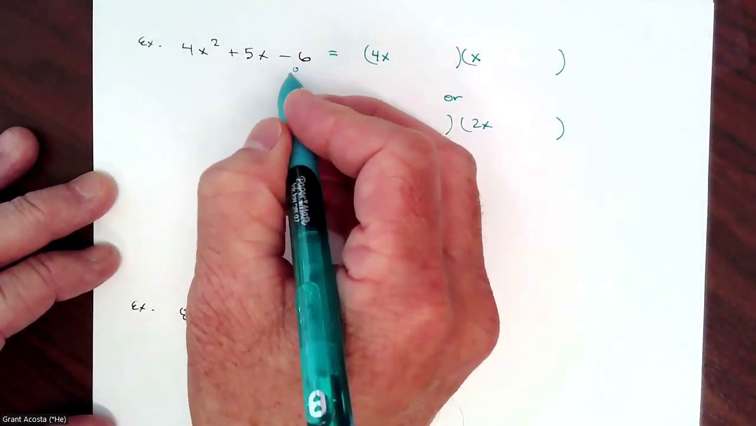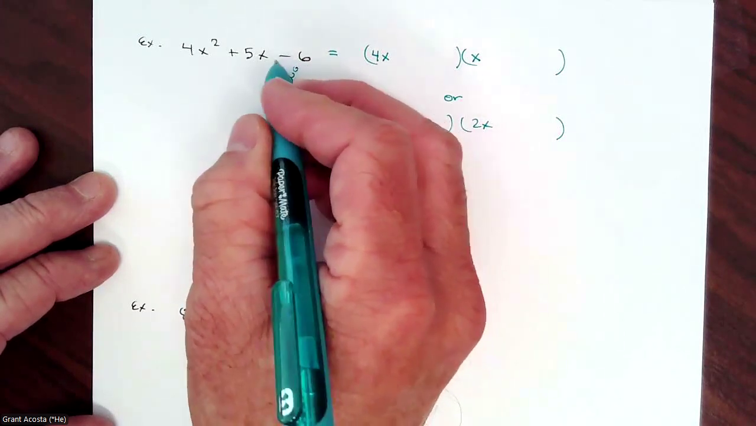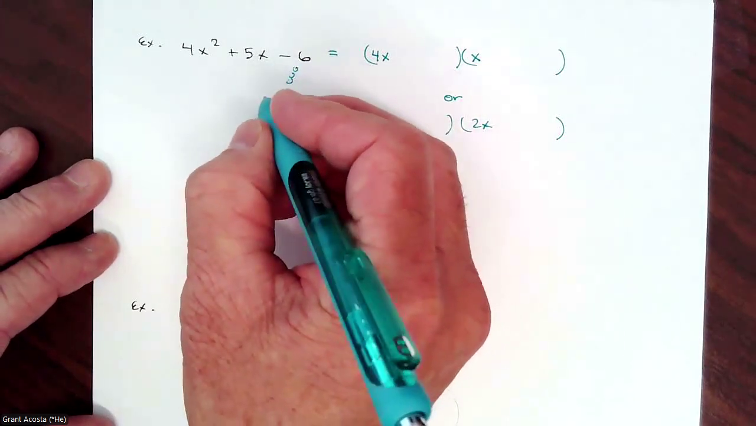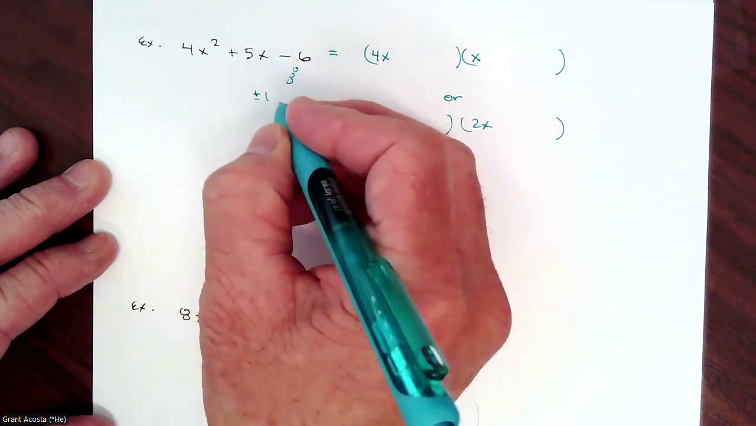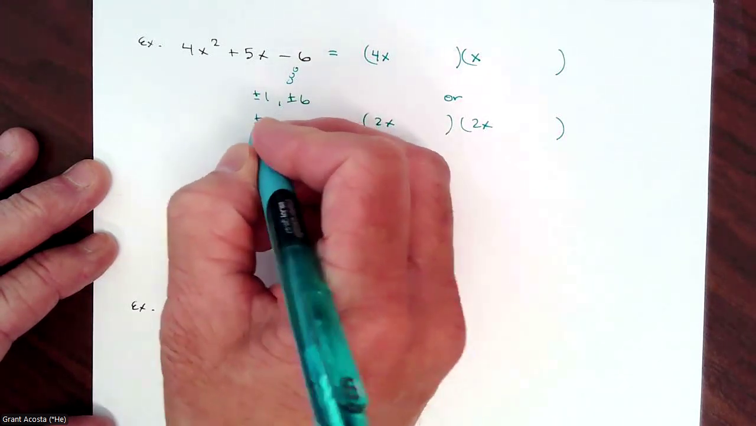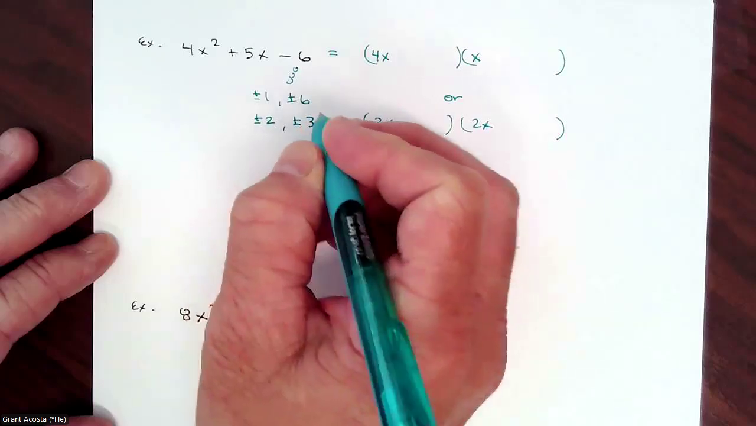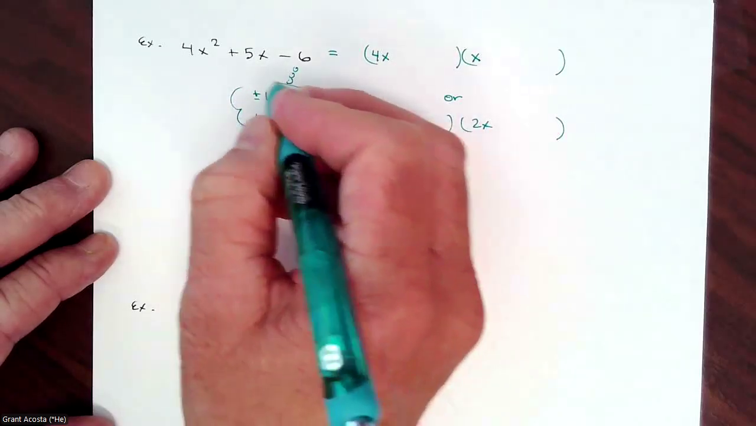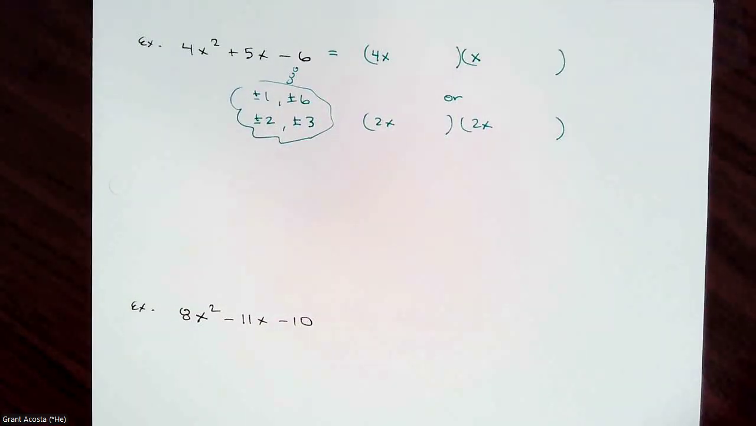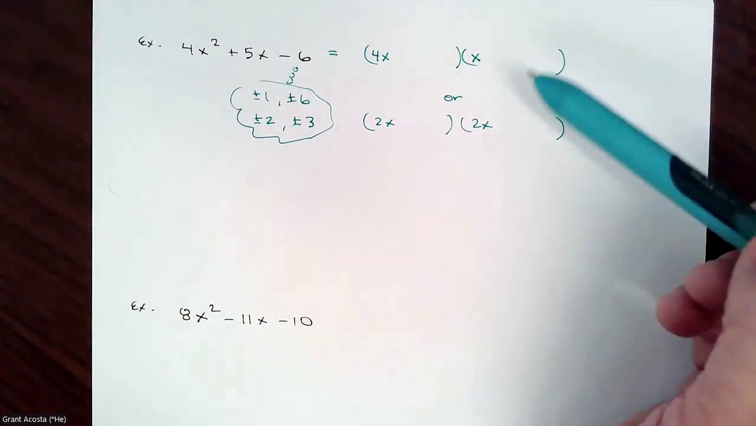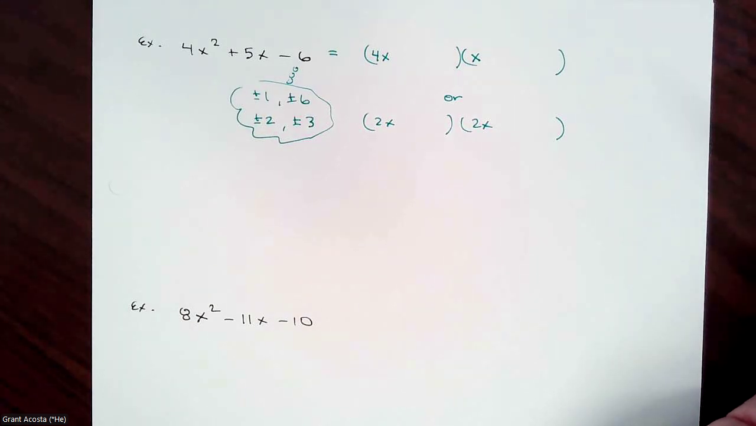And I have to think about the last terms multiplying to give me -6. That means I have to have opposite signs, which means I could have plus or minus 1 and plus or minus 6, plus or minus 2, plus or minus 3. So that's a lot of things to consider. And this is where a lot of times students will say, Grant, I get it, but there's too many things. I don't really like guess and check here.